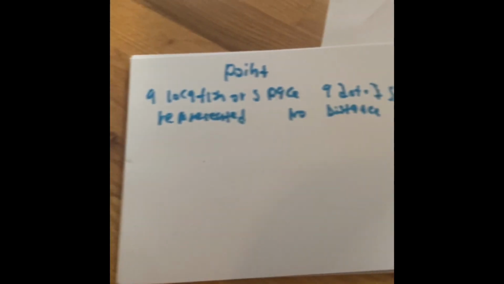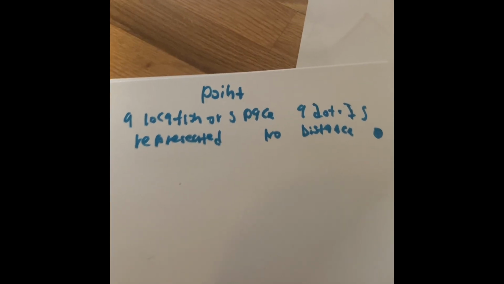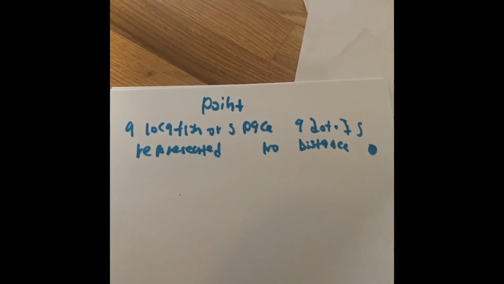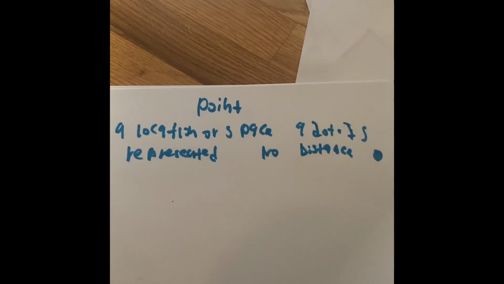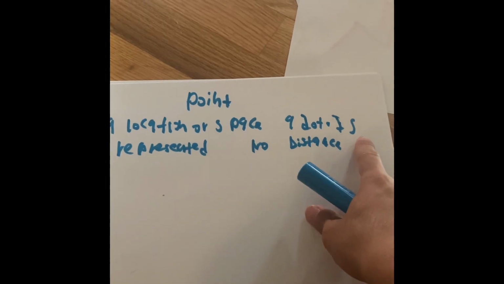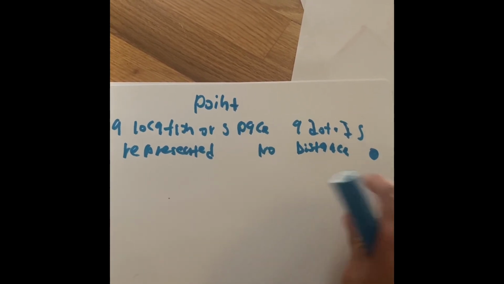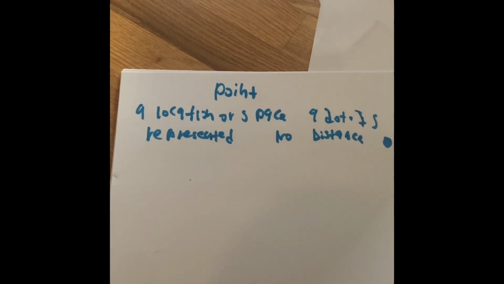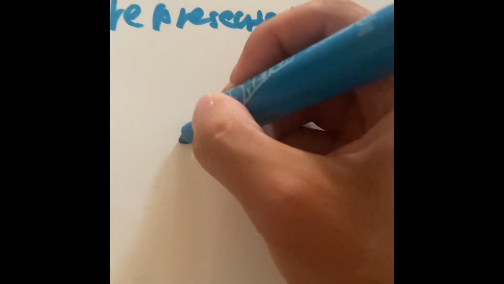So here is the point. Yeah, the first basic is a point. A point in geometry is supposed to indicate a location or space. It is represented by a tiny cute dot, and it represents no distance. So a point can indicate a space.